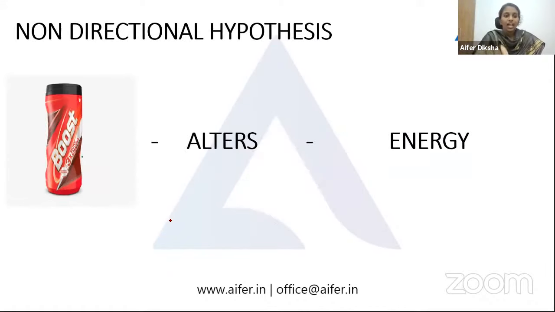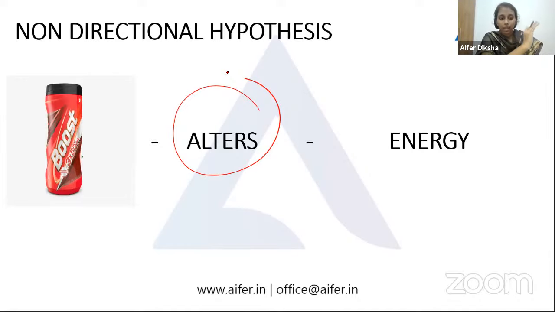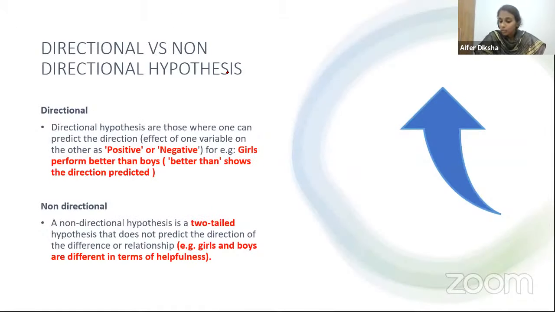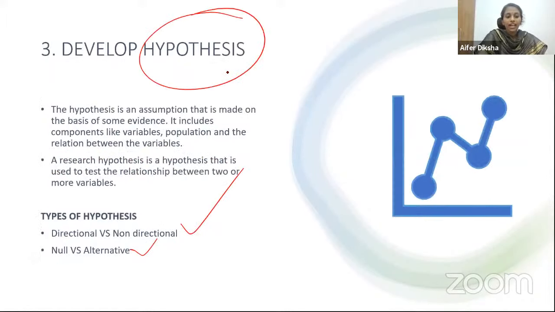Next, we have the non-directional hypothesis. As I told you, there will be no direction. If the sentence is like this, that Boost alters energy, we are not telling that Boost increases or decreases energy. It just alters the energy state. So this is a non-directional hypothesis. Okay, I think the directional and non-directional hypothesis is clear for you. Then we have another classification, that is the null versus alternative hypothesis.